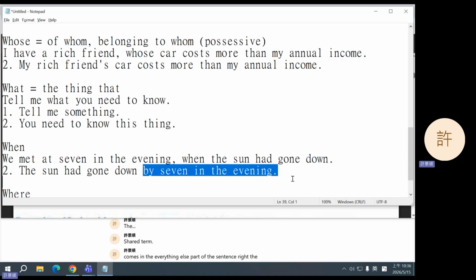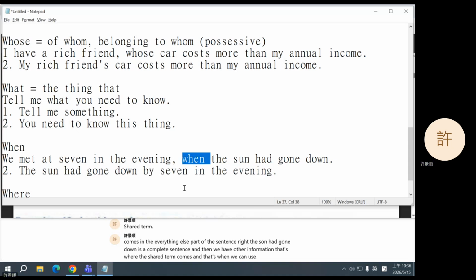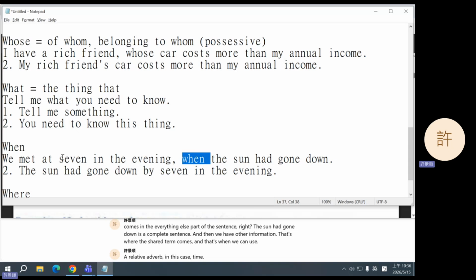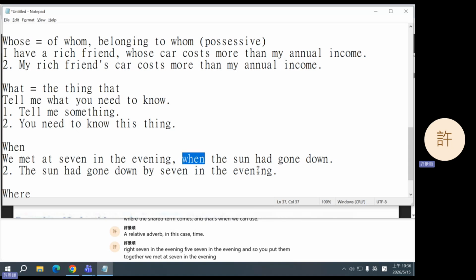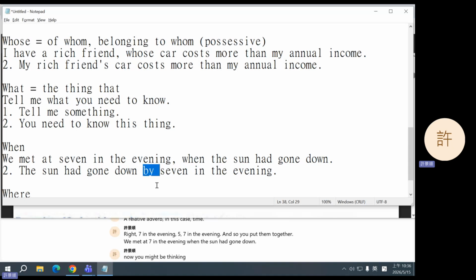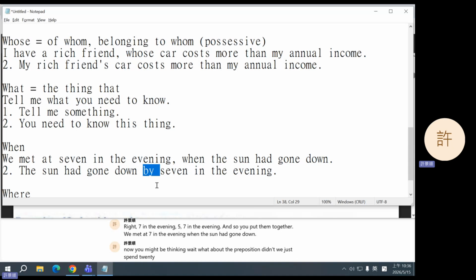The sun had gone down is a complete sentence. And then we have other information. That's where the shared term comes. And that's when we can use a relative adverb, in this case, time, right? 7 in the evening, by 7 in the evening. And so you put them together. We met at 7 in the evening when the sun had gone down. Now, you might be thinking, wait, what about the preposition? Didn't we just spend 20 minutes talking about moving the preposition around?